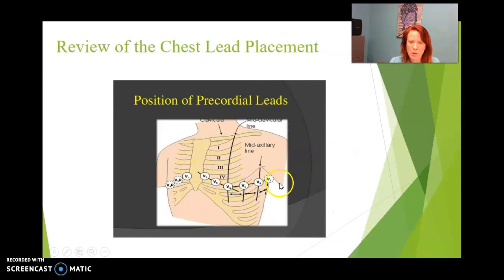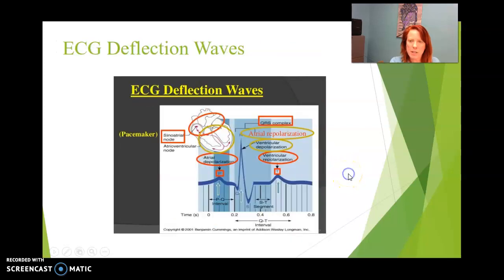Here are your 6 precordial leads. And then you guys have already seen a sample of that. And so what I want to show you here is the repolarization and depolarization of the heart. So it squeezes and then it needs a repolarization. So the atria squeeze right here and then repolarize here. The ventricles squeeze right here and then repolarize here. So the T wave is repolarization. The P wave is the atrial depolarization, and the QRS is the ventricle depolarization.